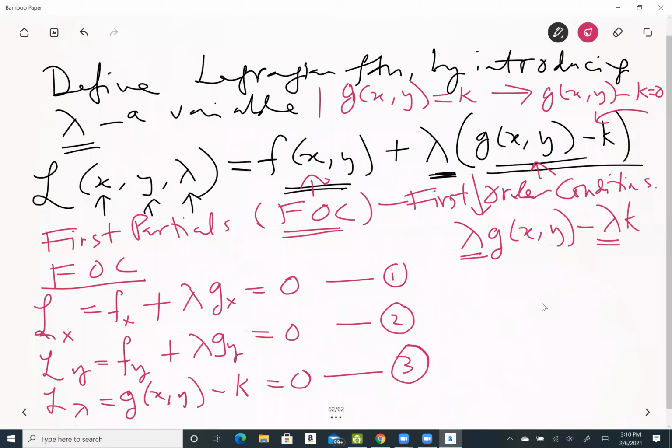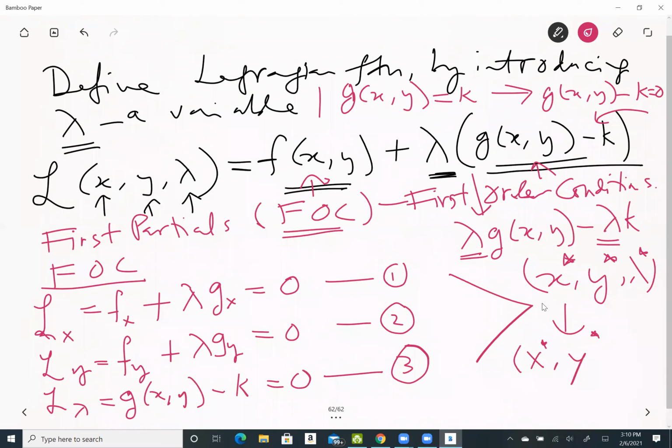So now I have 3 equations, 3 variables: x, y, lambda. So we can solve for x and y. Based on this, you want to find the optimum point, call it x star, y star. Of course, you can find the lambda star, but we don't need the lambda. We only need x, y. So we don't worry about the lambda. We only worry about x, y. All right, now how do you solve it?